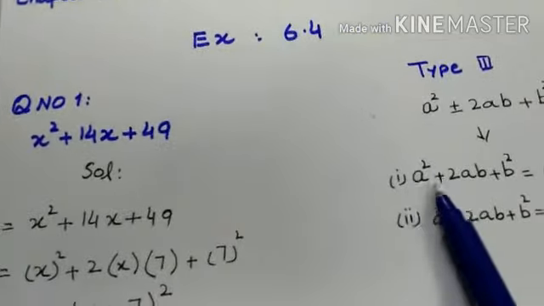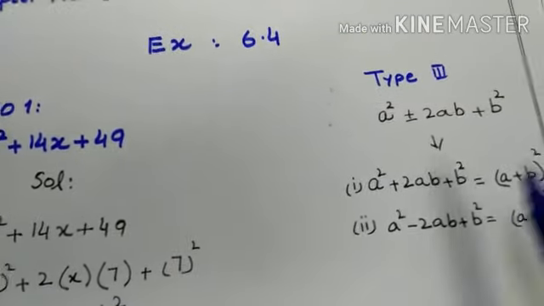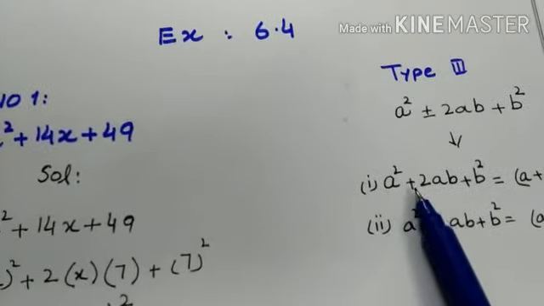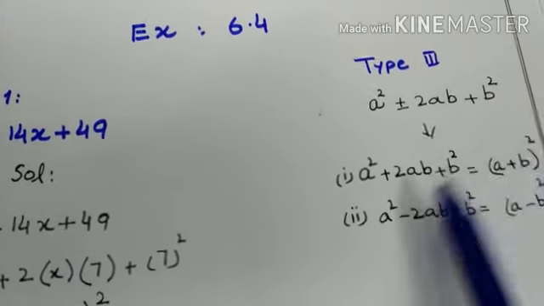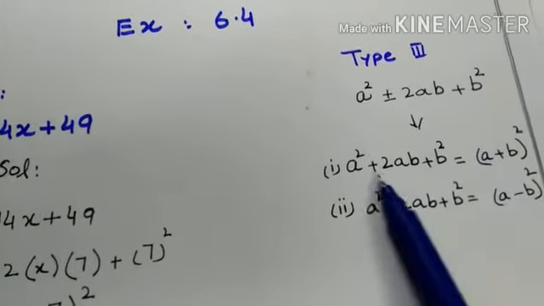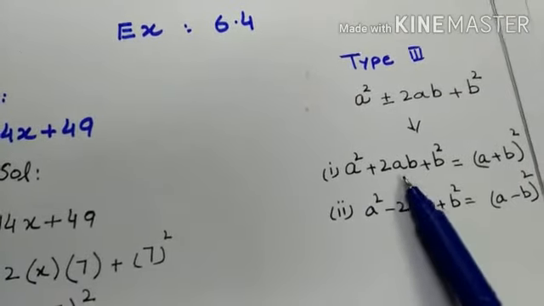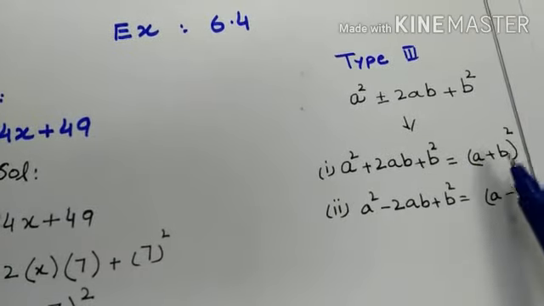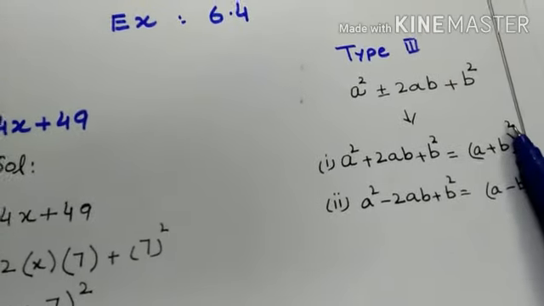That means a square plus 2ab plus b square is equal to a plus b whole square. Now remember, dear students, if you have the positive sign with 2ab, then you will have the positive sign over here in a plus b whole square. How is this formula equal to this one? You will see: first term square plus 2 of the formula into first term into second term plus second term square, and this whole is equal to a plus b, that is, first term plus second term whole square.